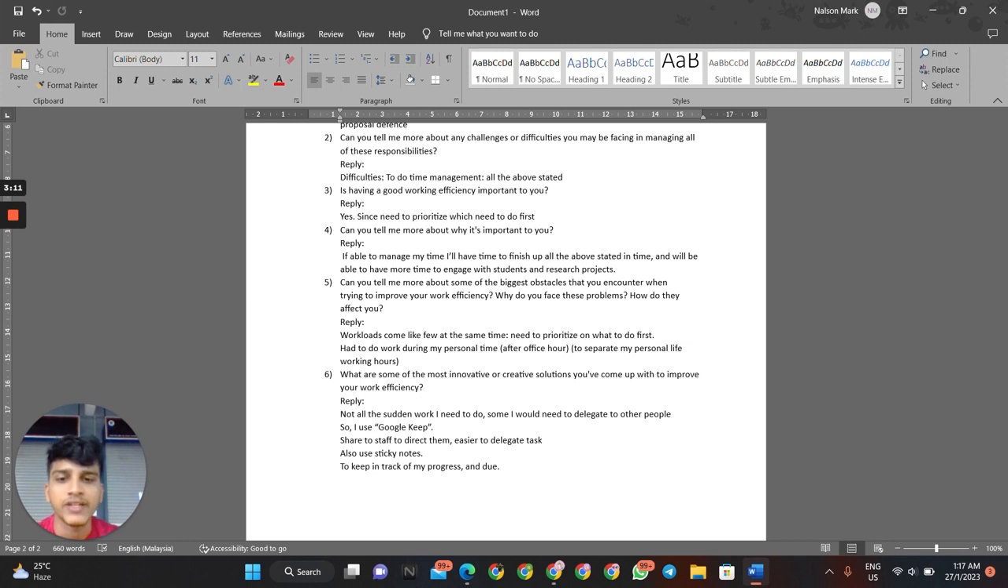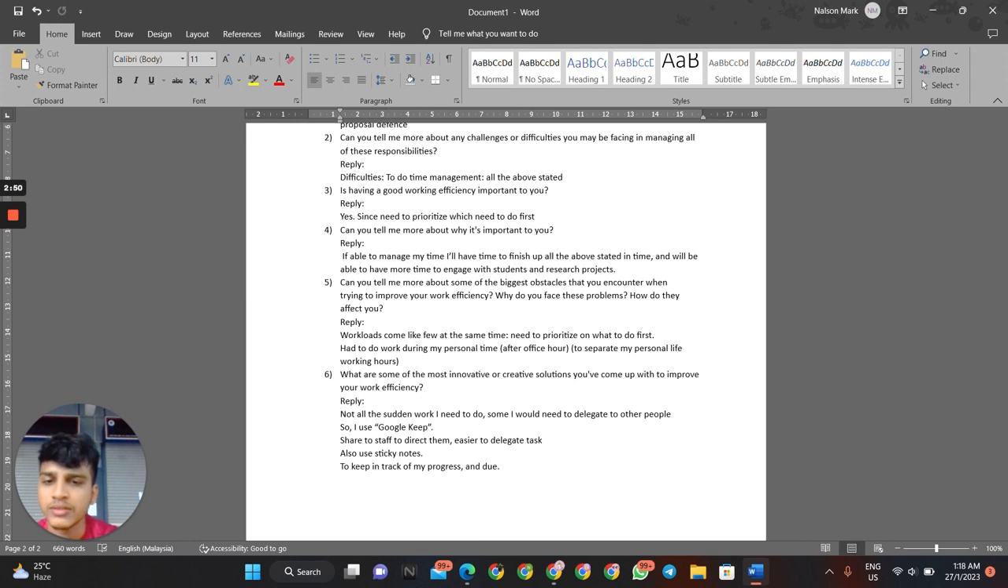This does affect their working efficiency because they have to do work during their personal time. They need to bring it back home after office working hours, and this causes a bit of stress for them as lecturers, to have their personal time at home and still do the work and responsibilities.